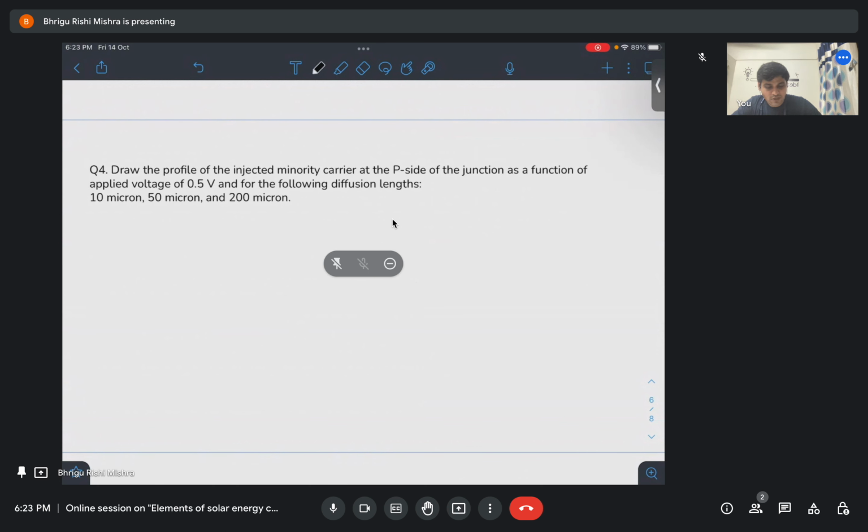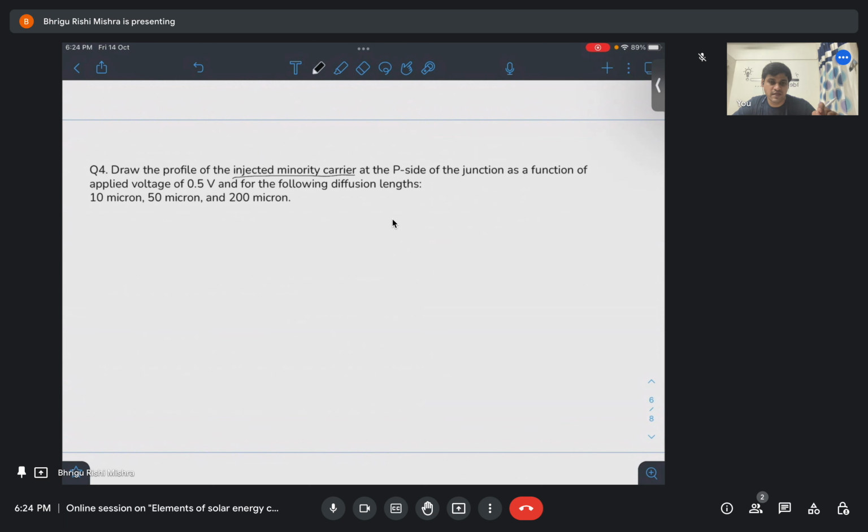So draw the profile of the injected minority carrier at the P side of the junction as a function of applied voltage of 0.5 volt and for the following diffusion lengths: 10 micron, 50 micron and 200 micron. Okay, so we need to plot the profile of the injected minority carrier with respect to x. This x varies from one region to another region.